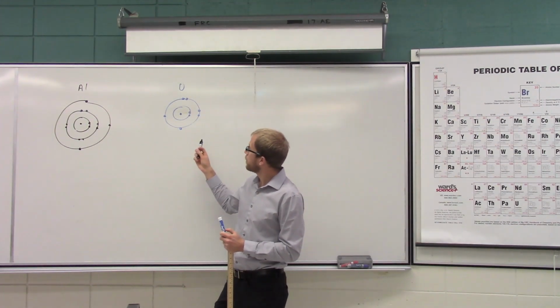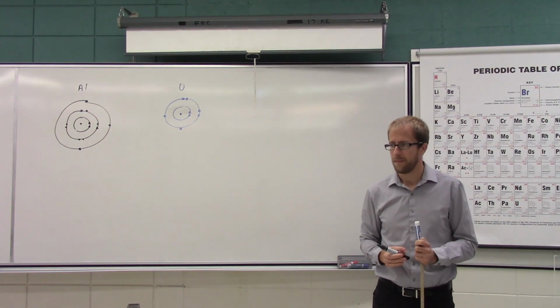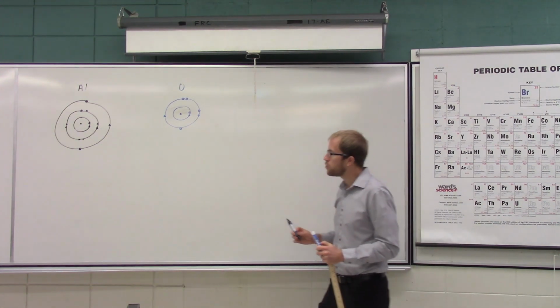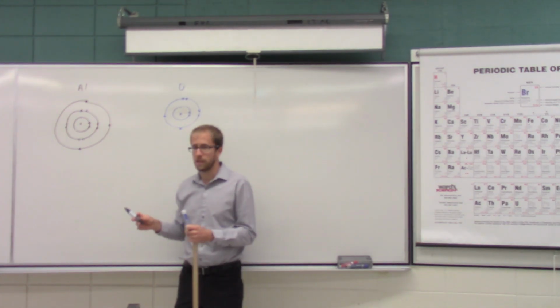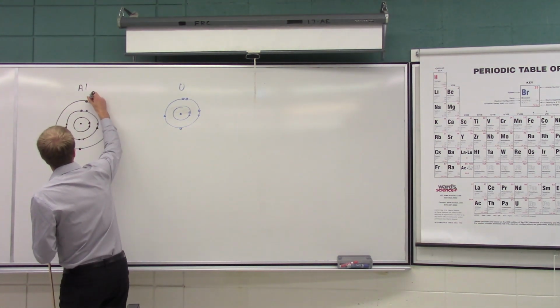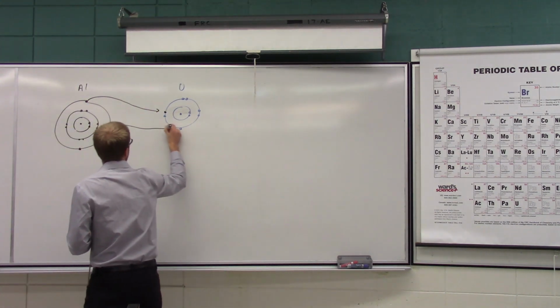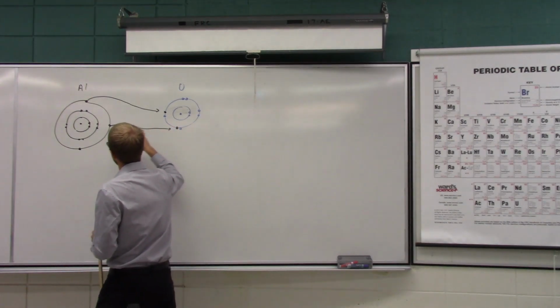Now, how many electrons does oxygen want to lose or gain? It needs to gain 2. Excellent. It needs to gain 2 to have a full outer shell and be happy. So this aluminum here, we're going to donate these electrons over to our oxygens.